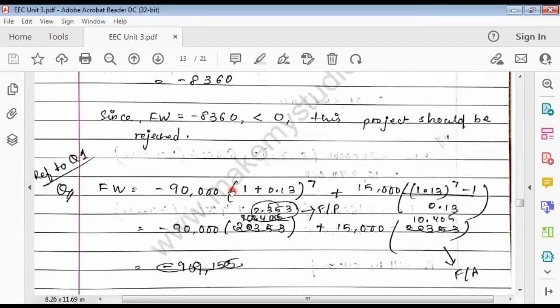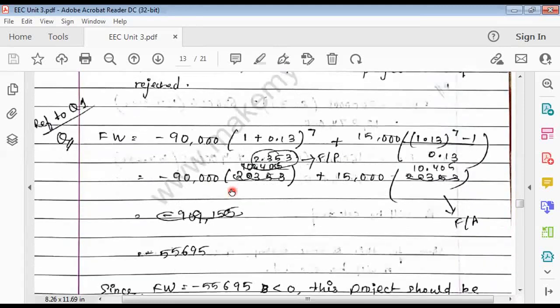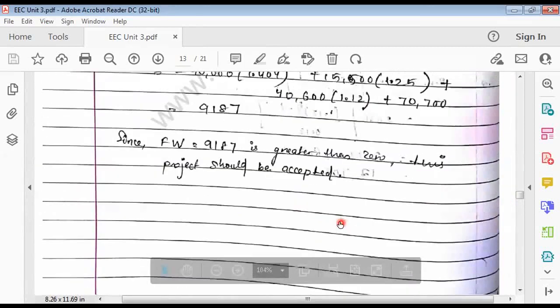Now moving next. Till this point I had discussed present worth. Now I plan to finish off future worth today. So the next question, you will find a solution straight away. I'll show you the question. I don't remember whether I've said this or not.